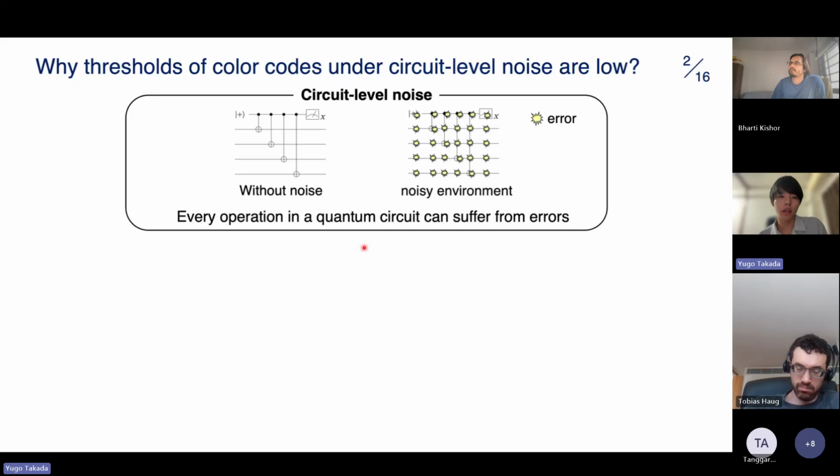The circuit level noise is a noise model where every operation in a quantum circuit can suffer from errors. Like this is a quantum circuit under the circuit level noise. Every operation, including the state preparation and quantum gates and measurement, and also idling operation, can suffer from errors.